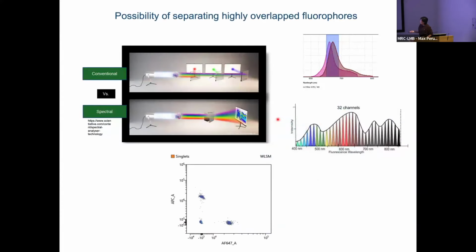So why do we use a spectral analyzer? The most important advantage is to separate highly overlapped dyes. For example, APC and Fluor 647, before we could not use them in the same panel in the conventional cytometer. Now we can fit these highly overlapped fluorophores into the same panel. So basically, this allows us to expand the panel size significantly. This is particularly useful when there's a very limited amount of sample available.